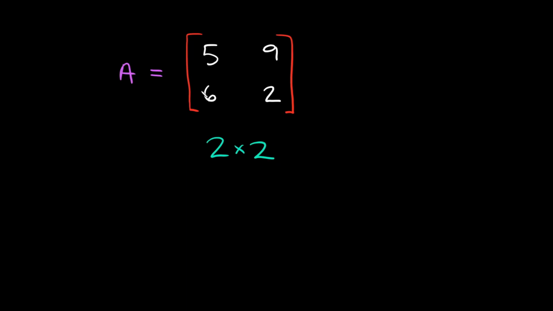The reason is because it has two rows. You always list the rows first, so we have two rows, and we also have two columns, right? That's why we have a 2 right there also. You can even label these: think of this as row 1 and this one as row 2, and this one right here as column 1 and column 2.